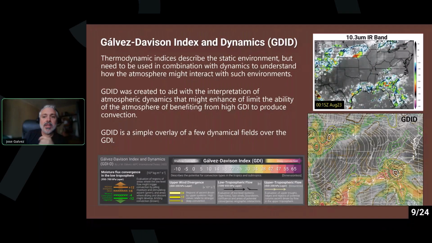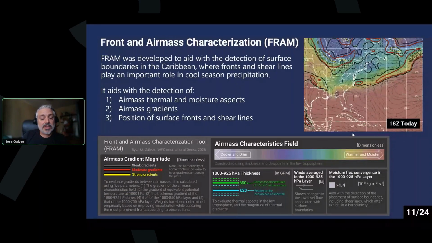All right. Then the next algorithm that we developed is the front and air mass characterization algorithm. This is an algorithm that helps us to detect fronts. Also, some of the work that I did when I was at WPC in August was to improve the visualization and also to try to improve the detection of shear lines. So what does it do? This algorithm aids with the detection of the thermal and moisture aspects of air masses, also finds air mass gradients, and also finds or suggests the position of surface fronts and shear lines.